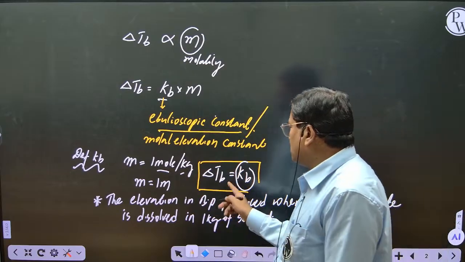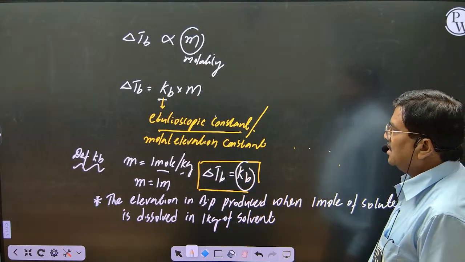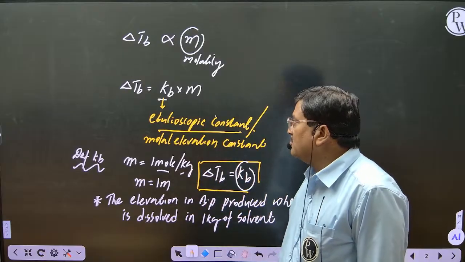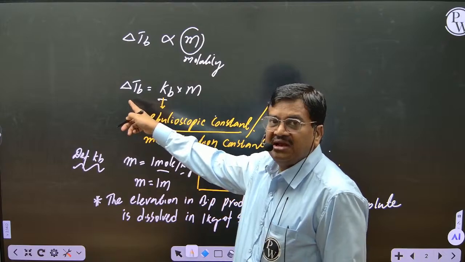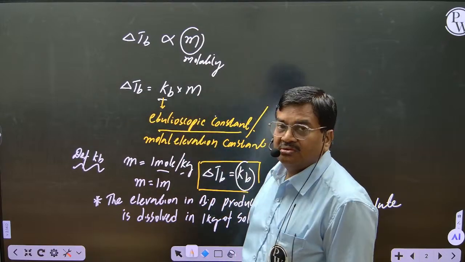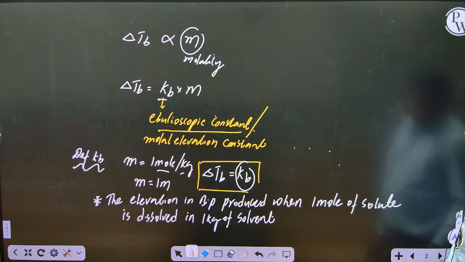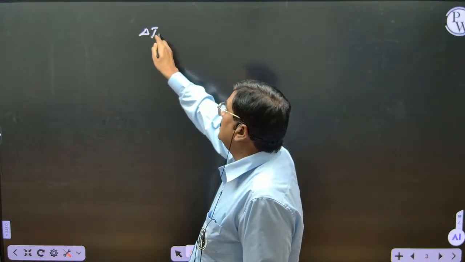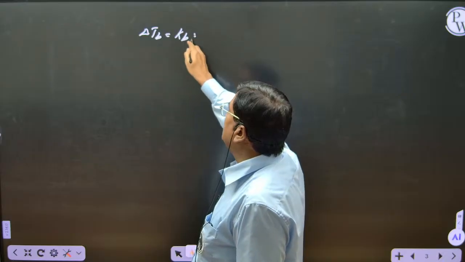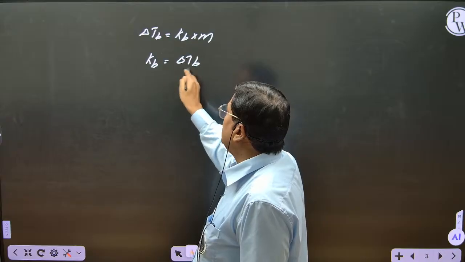Right. Now what are the units of Kb? Copy this. In the exam, what will be the unit of Kb? Now bring Kb, students. Kb is equal to what do we write? Delta Tb by m, no? Copied all of you up to here. Now I continue on the next page. Delta Tb is equal to Kb into m, we wrote, no? Now bring Kb from this. Kb is equal to delta Tb by m, no?